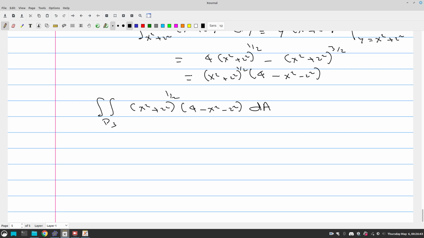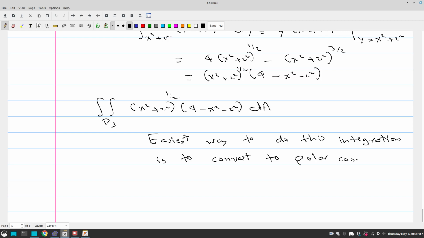The easiest way to do this integration is to convert to polar coordinates.